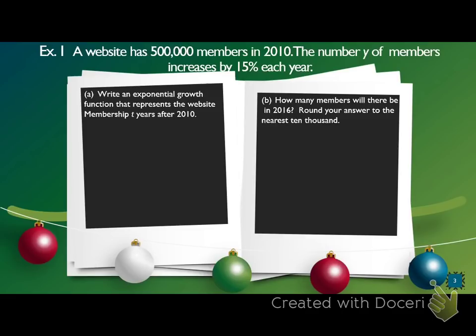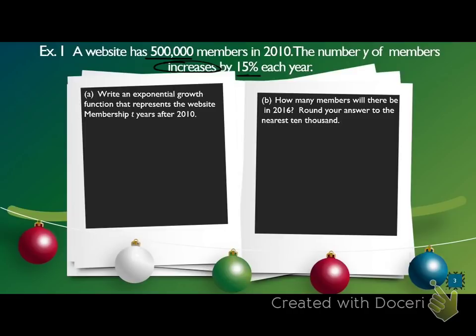Now, in example number 1, it says a website has 500,000. So right there is your initial amount. A website has 500,000 members in 2010, the number Y of members increases by 15%. So there's your initial amount, 500,000, and there is your growth rate. How do I know it's a growth rate? Because it says increases. So in example A, it wants us to write an exponential growth function that represents the website membership T years after 2010.